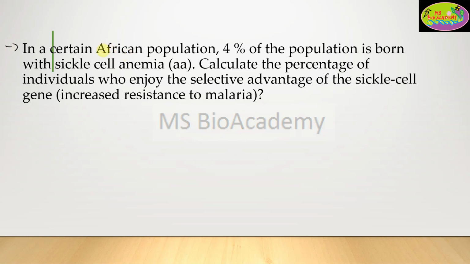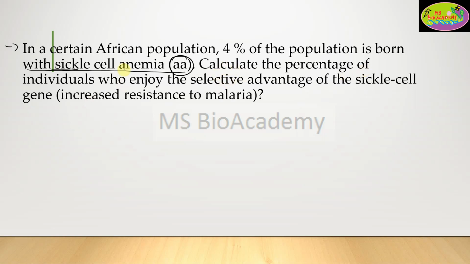Now this one is a little bit tricky. So just focus on this. It says that in a certain African population, 4% of the population is born with sickle cell anemia. Now you know that sickle cell anemia is a homozygous recessive disease. It will only be expressed when it is present in the homozygous recessive form. Let's suppose a is the allele for this particular disease. So the small aa form will only be responsible for sickle cell anemia, right? So they have said that 4% of the population is born with sickle cell anemia, aa.